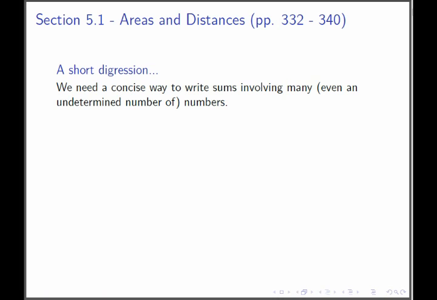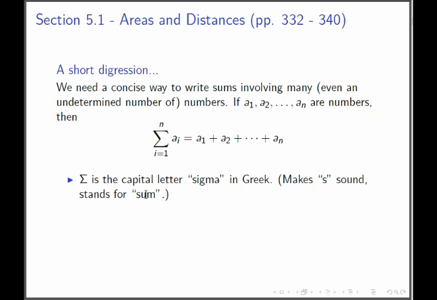In this video, I'm going to introduce a notation that we use when we're trying to add up a whole bunch of numbers. To see how this works, let a1, a2, up through an be some numbers. Then their sum is written in this compact form. So let's see what this means.